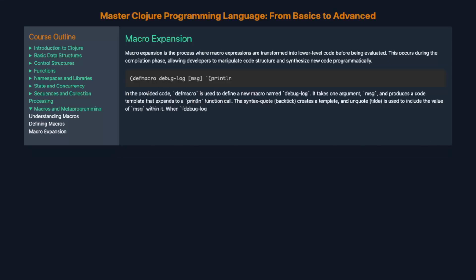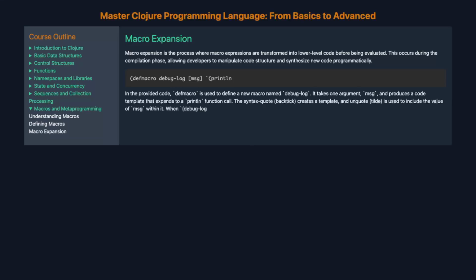Macro expansion. Macro expansion is the process where macro expressions are transformed into lower-level code before being evaluated. This occurs during the compilation phase, allowing developers to manipulate code structure and synthesize new code programmatically. In the provided code, defmacro is used to define a new macro named debug-log. It takes one argument, msg, and produces a code template that expands to a println function call. The syntax quote, backtick, creates a template, and unquote, tilde, is used to include the value of msg within it.